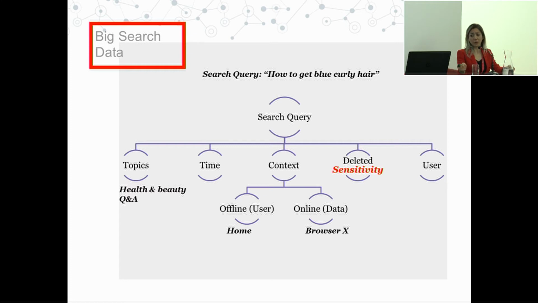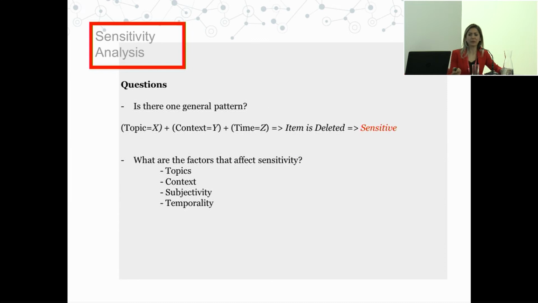We could know the time of the submission of the query, the context that represents the offline context where the user is, at home or not, and online contextual information such as the type of browser, the type of service this query was submitted from. Of course, we had the deleted flag that indicated this latent variable of sensitivity. So we don't have any explicit variable through which the user says this is sensitive for me and I'm deleting it. But the assumption was it's latent. And we had some information about the user. Of course, it was well anonymized. And therefore, we continued with the analysis.